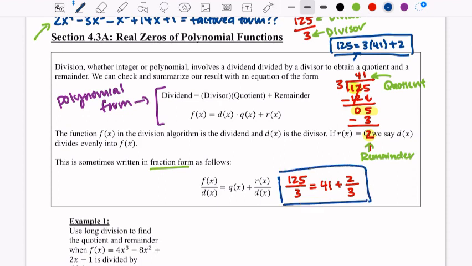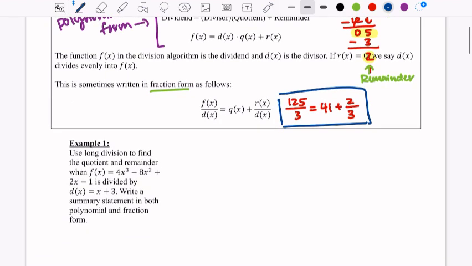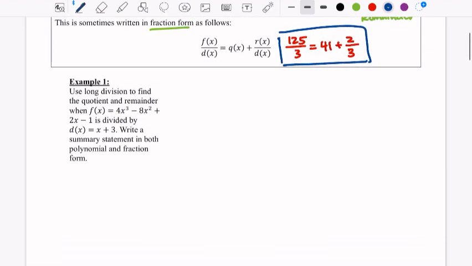So this process of long division that we can do with integers also extends to what long division could look like with polynomials, okay? So in example 1, we're going to use long division to find the quotient and the remainder when f of x is divided by d of x. And we're going to write our summary statement in both polynomial and fraction form. Basically, I am trying to divide 4x cubed minus 8x squared plus 2x minus 1 by x plus 3. Okay, and I'm trying to figure out what does that equal.